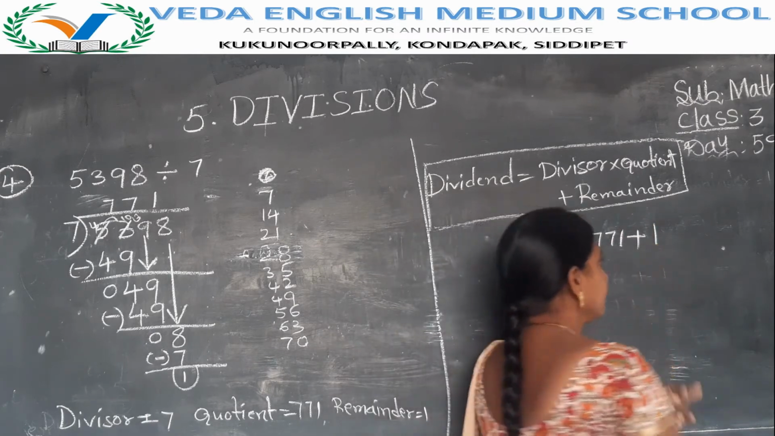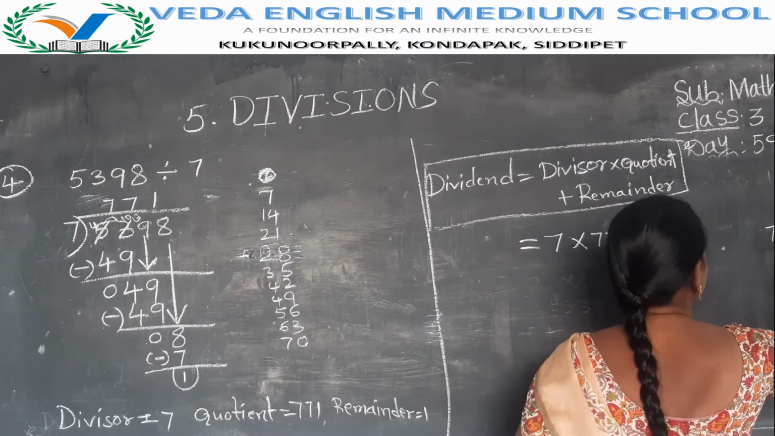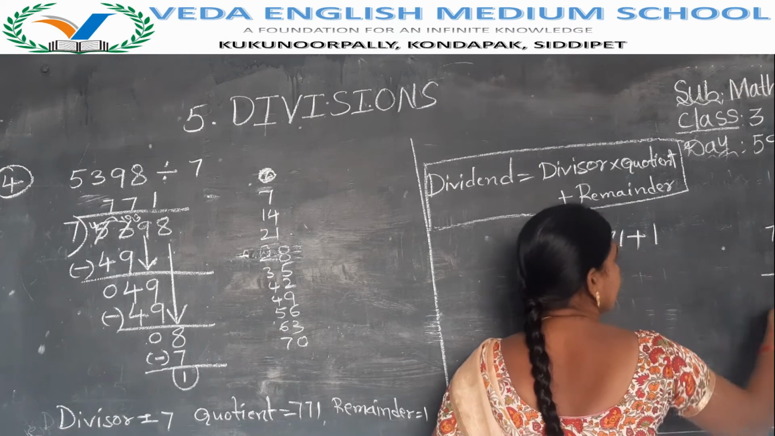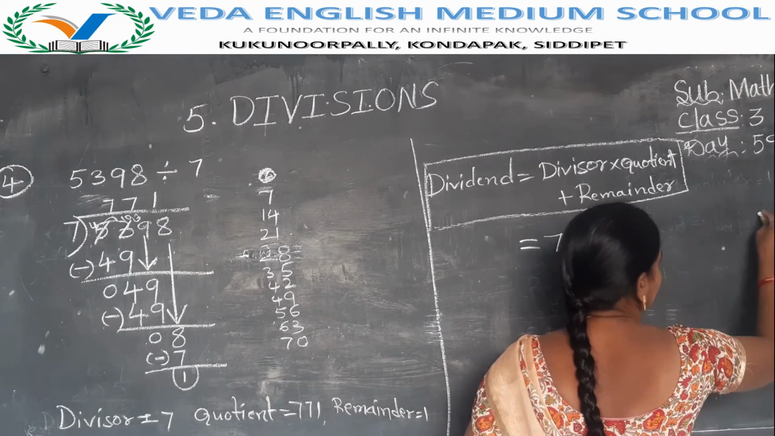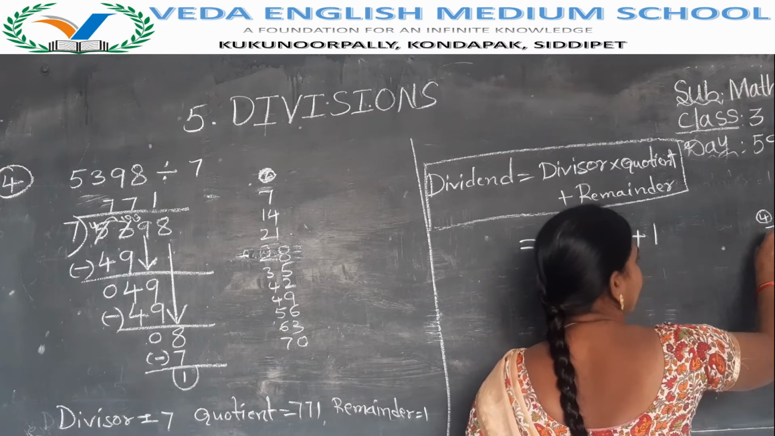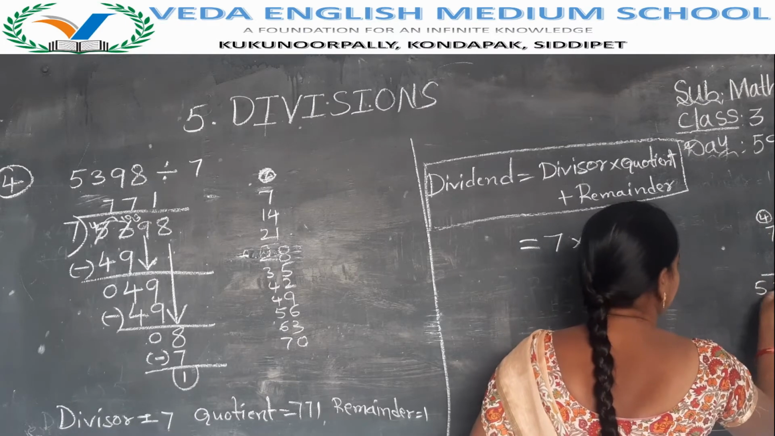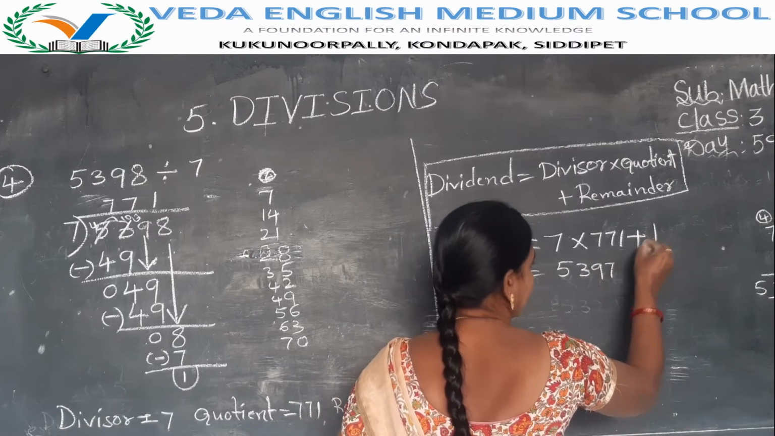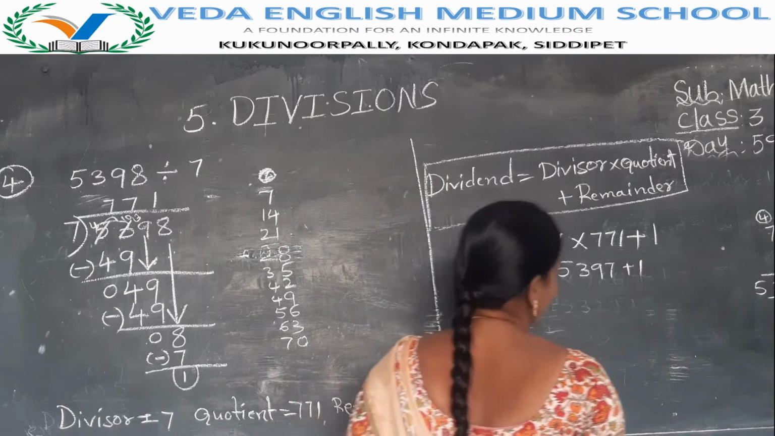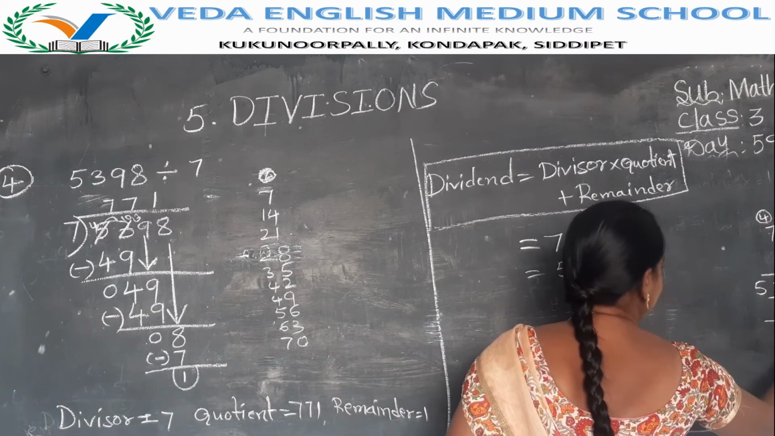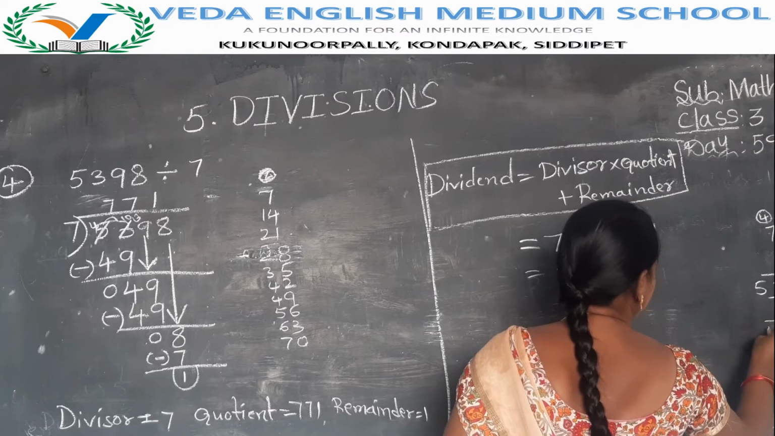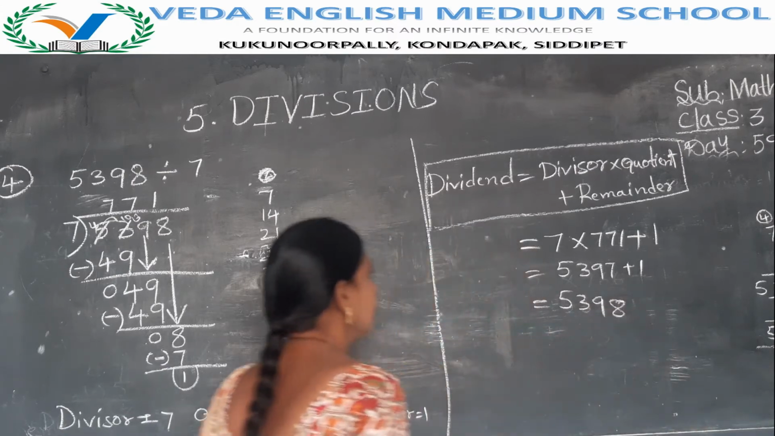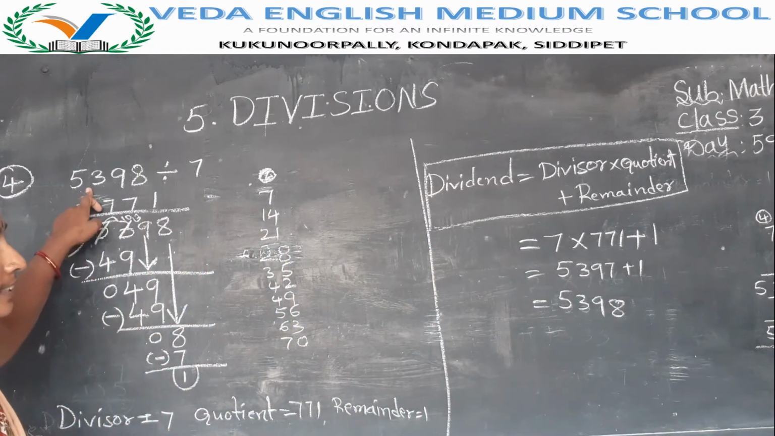So now here 771 into 7. 7 ones are 7. 7 sevens are 49. So 9 here, 4 carry. 7 sevens are 49, 49 plus 4 is 53. So now 5397 plus 1. Here add 1. 7 plus 1 is 8. 9 as it is, 3 as it is, 5 as it is. So 5398. Now see, we got the same dividend as it is.